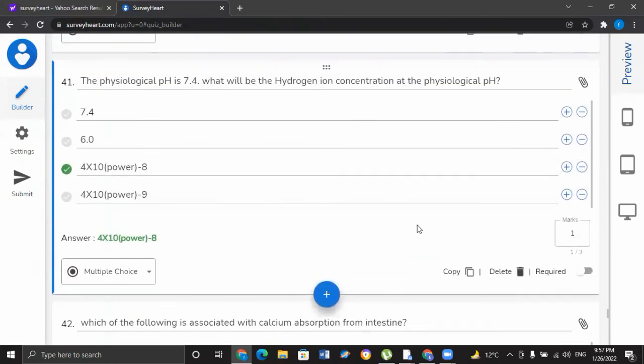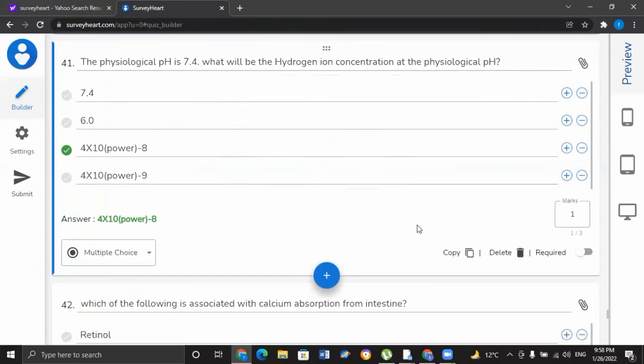The physiological pH is 7.4. What will be the hydrogen ion concentration in physiological pH? अच्छा आपको कहता है फिजियोलॉजिकल पीएच 7.4 है, हाइड्रोजन आयन कंसंट्रेशन बताएं, इसका फॉर्मूला लगेगा नेगेटिव पीएच इज इक्वल टू नेगेटिव लॉग ऑफ हाइड्रोजन आयन कंसंट्रेशन, ठीक है जी, और नेगेटिव लॉग ऑफ हाइड्रोजन आयन कंसंट्रेशन would be equal to 7 into 10 raised to power minus 8. That is C for MCQ number 41.